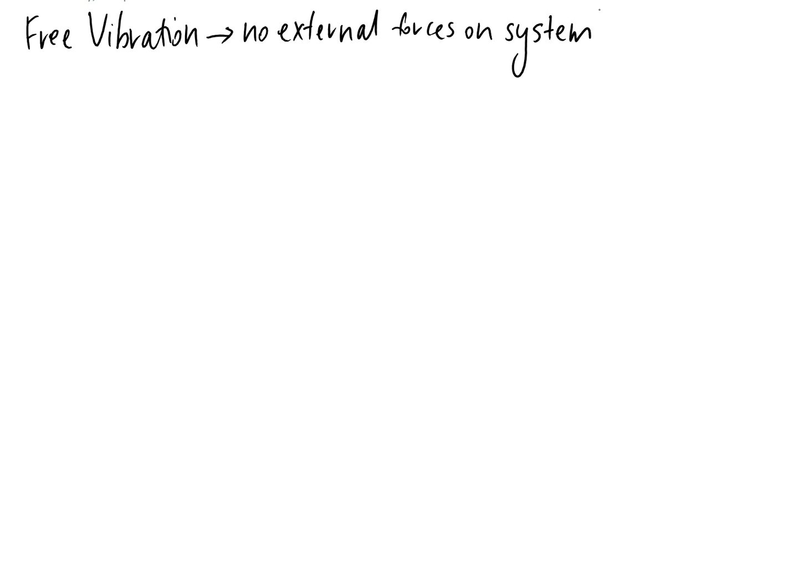Okay, so this means that the only forces are internal to it, so things like being caused by your springs and by your dampers. Alright, so the only way that you end up with vibration in these situations is due to the initial conditions on your system. So you might have an initial velocity or initial displacement away from the equilibrium position, which causes your system to vibrate.